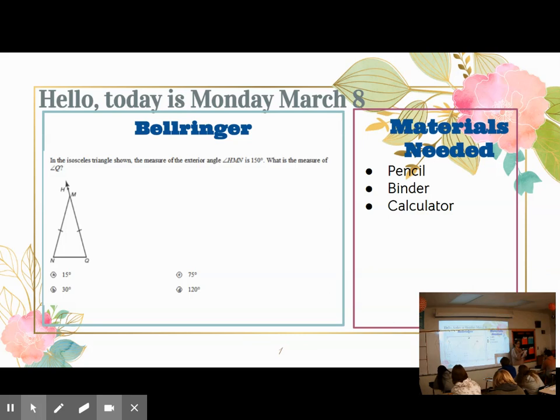Alright, so you're going to use your notes. Again, if you don't have your notes, you're going to watch the video and take notes first. Then you're going to complete this assignment. And if you don't finish this assignment, it'll be homework due at the beginning of class tomorrow. If you don't complete it, you could, but you have to be working during class.